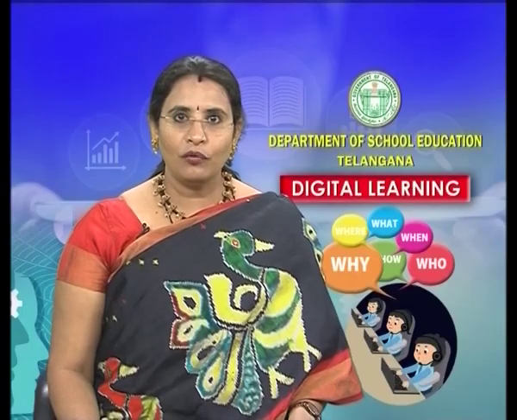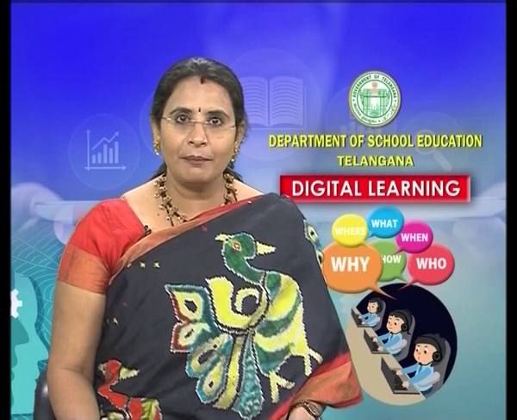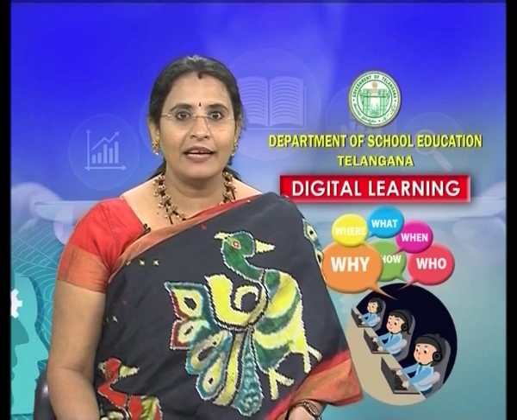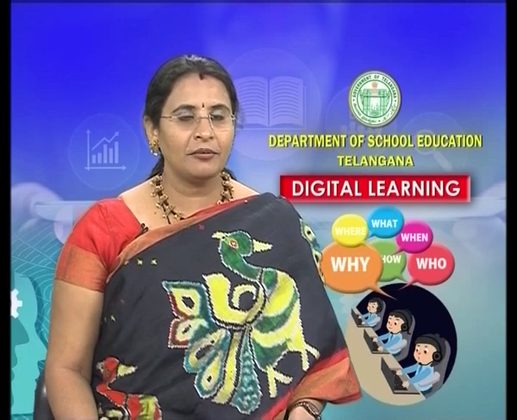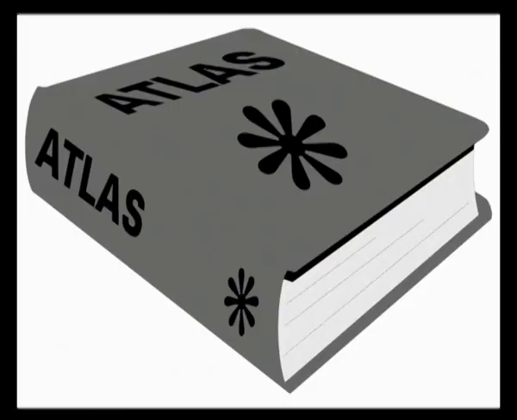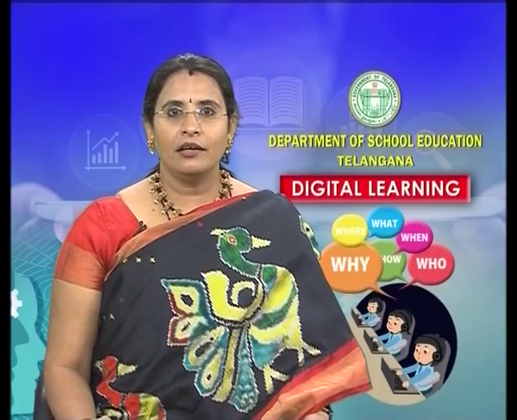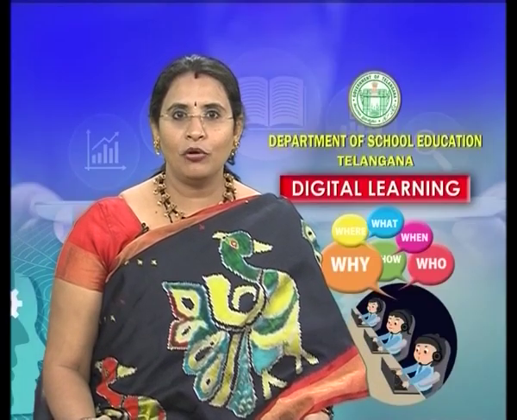Children, what do we call the book of a collection of maps? Yes, it is called an atlas. An atlas is a book which will show you different kinds of maps. You will find some physical maps, some political maps, and many thematic maps. Children, here we will be learning about the concept of aerial photography.